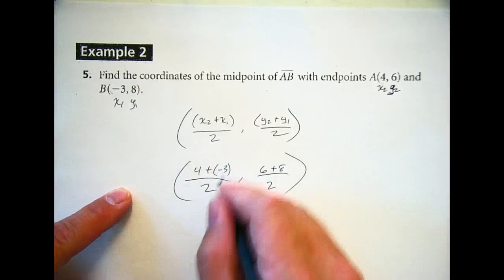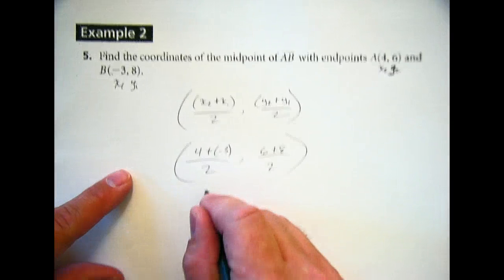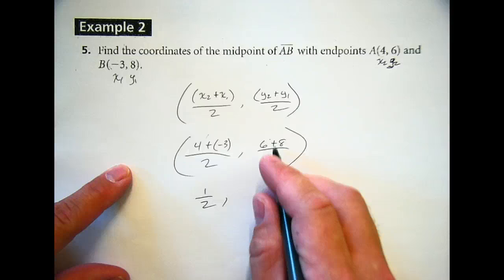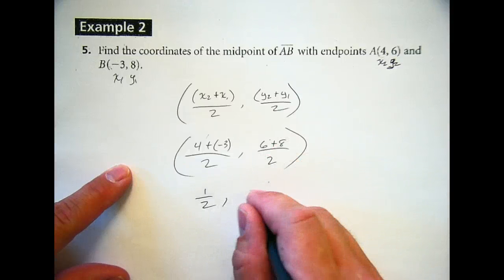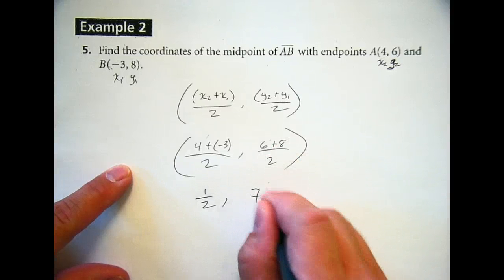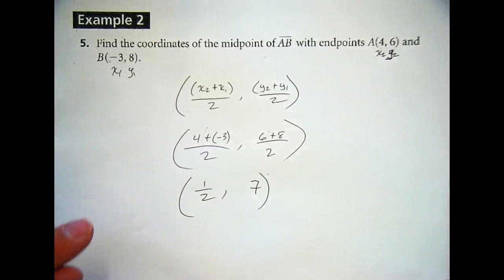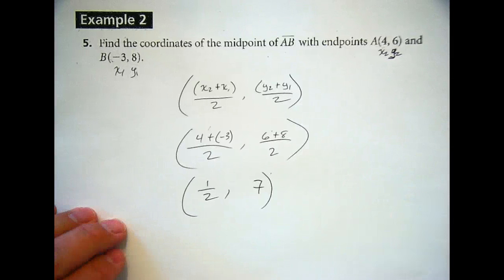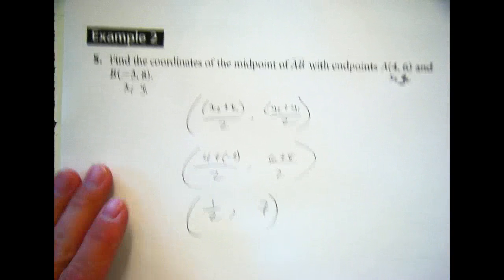Okay? So 4 plus negative 3 is 1 over 2, and this is 14 over 2, also known as 7. How many got 1/2, 7? Yeah. Which one's easier, distance or midpoint? Midpoint. Some of you find the distance pretty easy, but I think midpoint's a little easier.